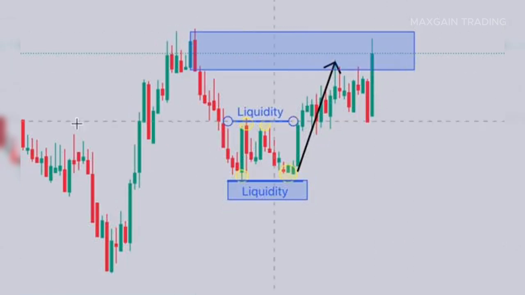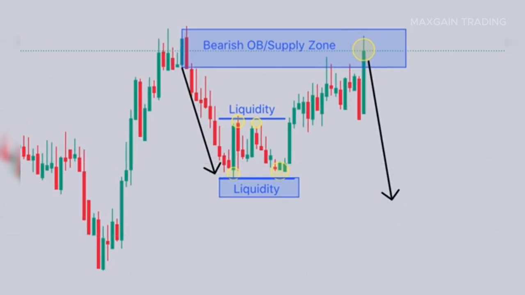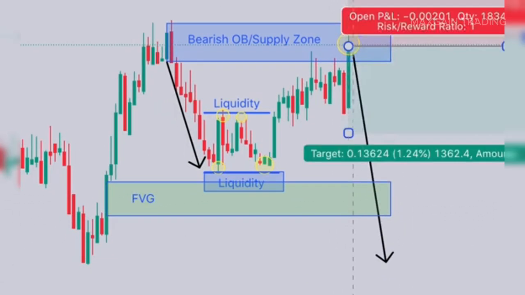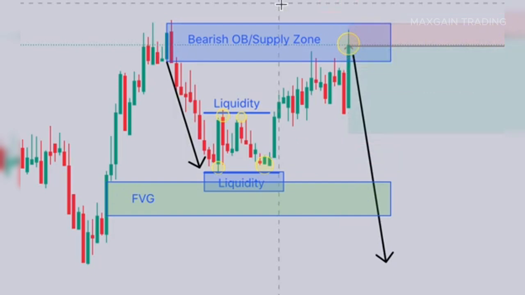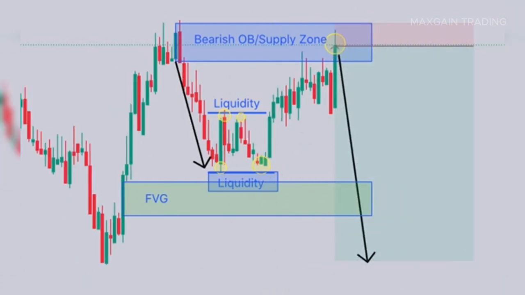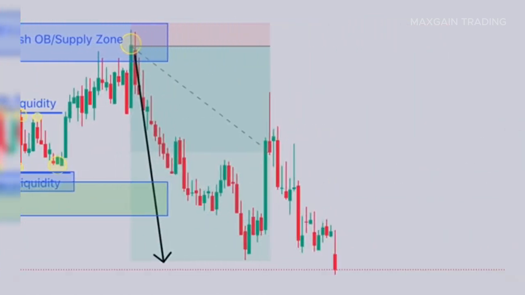Price has tapped into a bearish order block, or supply zone, which previously caused an impulsive down move. We expect a similar reaction here. A fair value gap in this area draws price further downward. We place our stop loss at the top of the supply zone and set our take profit at the recent low, a key liquidity level banks are likely to target. This setup achieves an impressive 9-to-1 reward to risk ratio.